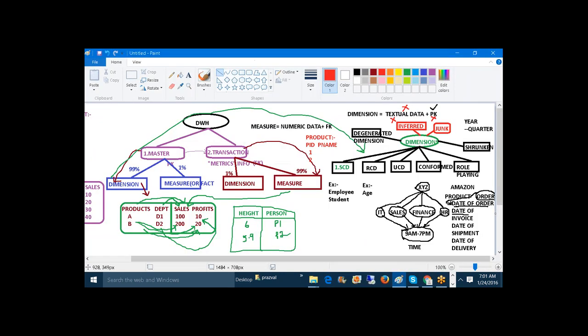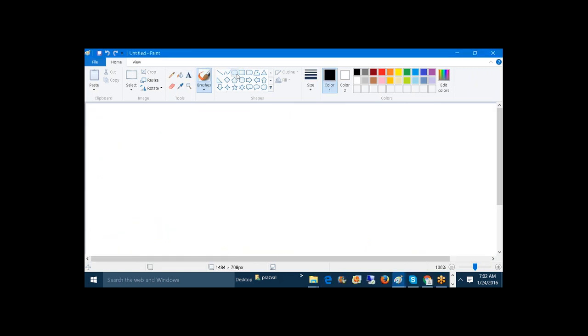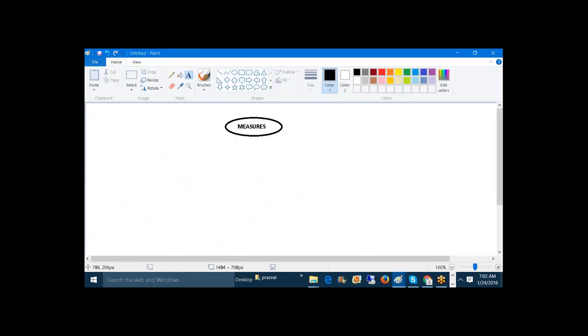Okay, so let me go ahead. Similarly to the types of dimensions, there are types of measures also. What is a measure? A measure is a number. On measures, we frequently apply one type of functions known as group functions or aggregate functions. They are nothing but sum, average, min, max, count, like that. Measures are divided into three types.